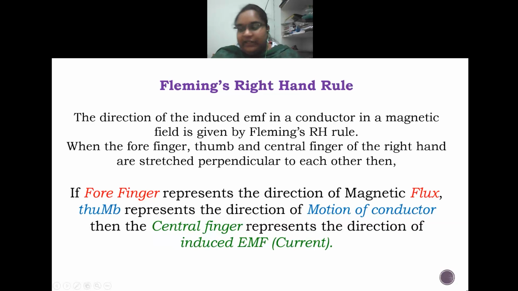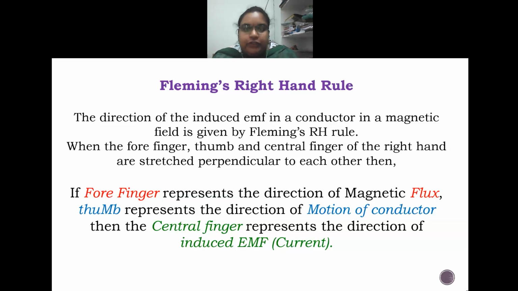Next is Fleming's right hand rule. We are saying that there is a conductor, and when the magnetic field of the conductor is being changed, there will be an EMF produced and all those things, right? But what is the direction of this EMF produced is given by Fleming's right hand rule.